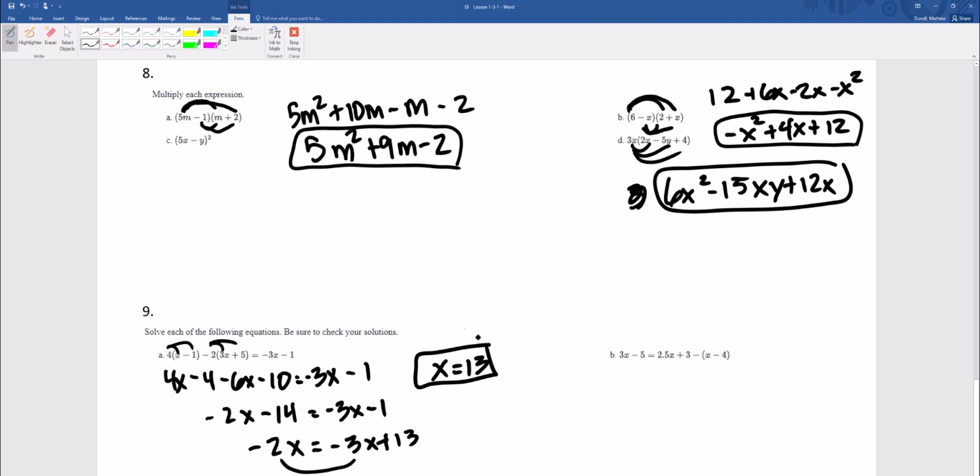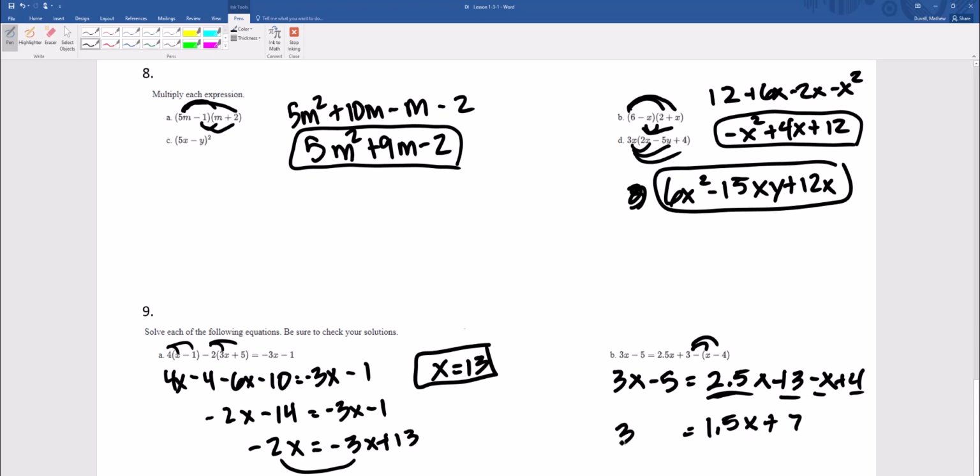Now it's okay in this one that you have decimals. If you need to use a calculator to help you with that, that's okay. But the same idea is you're going to want to distribute and combine like terms. It would be easier if you combine the x's, so you get 1.5x. 3 and 4 is plus 7.